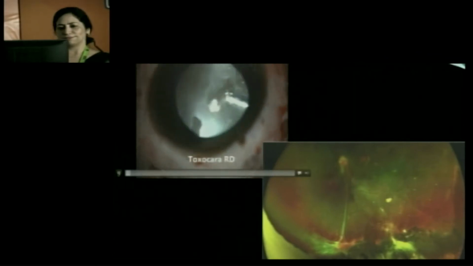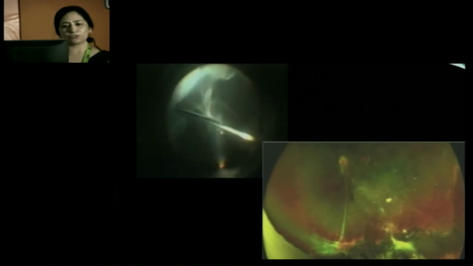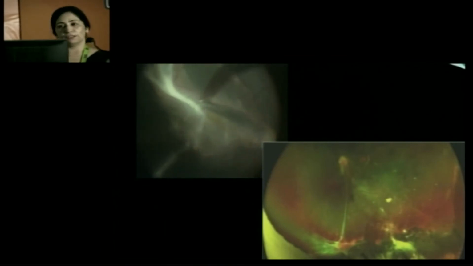It's not playing? Yeah, thank you. You can see very fibrous vitreous membranes here. Caution should be taken not to induce retinal breaks, just to relieve the traction. This is the post-op picture which we are seeing. The patient is still on follow-up for 2 years after surgery and is maintaining 6/6 vision.